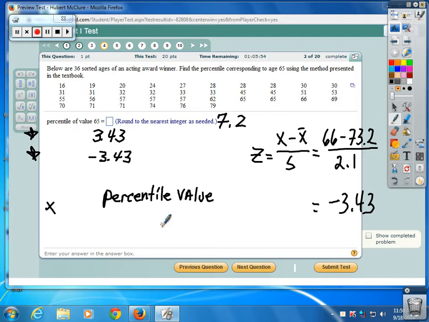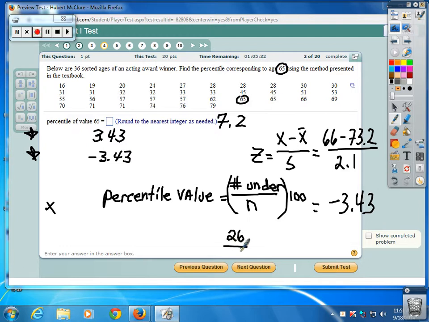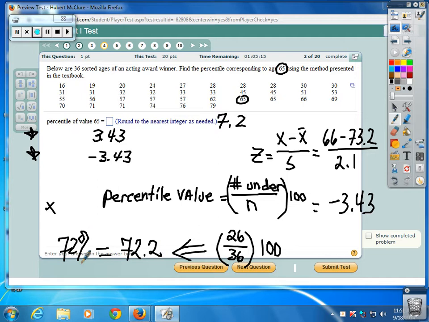So the percentile placement, or percentile value, is equal to the number under, over n, multiplied by what? So you take the number under the given number. So here's your given number. There is your first 65. You count the numbers. So that's 26 over 36 times 100. And what does that come out to be? 72.2. So that is the 72nd what? Percentile.